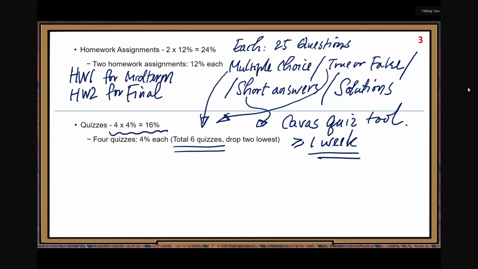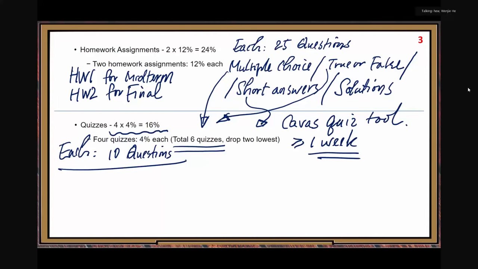The thing that says 25 questions each, is that for the homework? Right. For both of the homework assignments, the number of questions is 25 each. For the quizzes, each quiz has 10 questions. So we treat quizzes as small assignments, and homework assignments as the big assignments.